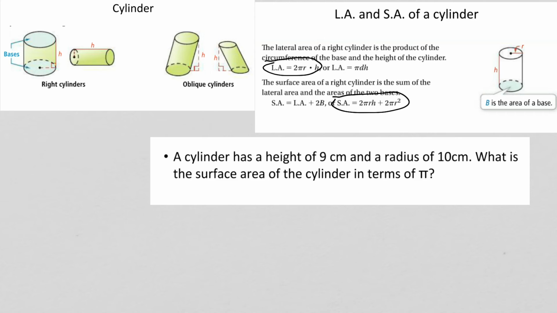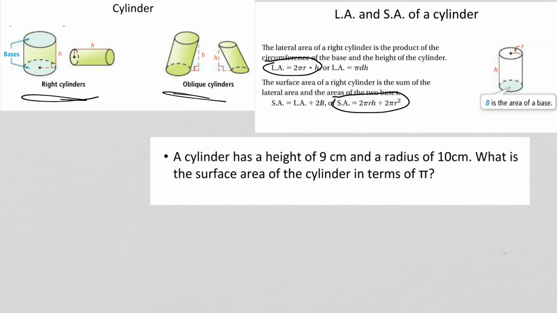And again, we could have cylinders that are right cylinders or oblique cylinders. They still have the same height, even if they are on a slant like oblique. And again, this should be going on that piece of paper for your lateral and surface area paper for all those shapes.